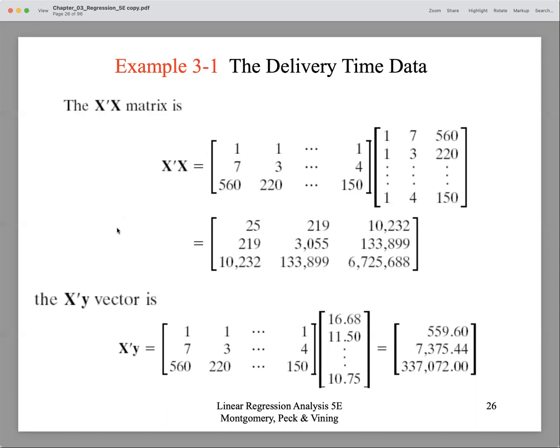And then we also need the x prime y vector. That's obtained by doing this calculation, and this would be the result. The first entry here would be the sum of the observations, the sum of the y values. The second value, 7,375.44, would be the sum of the x1 times the y values. And then the third value, 337,072, would be the sum of the x2 times y values.